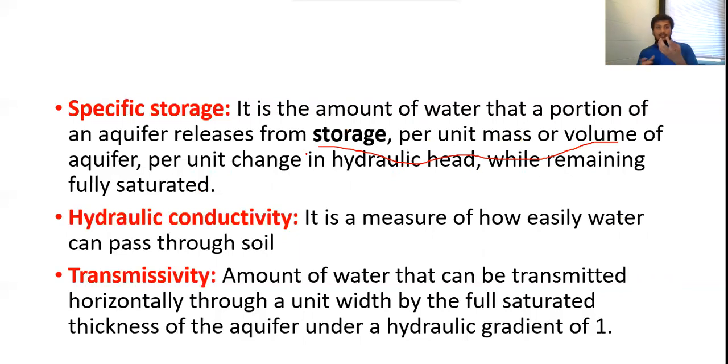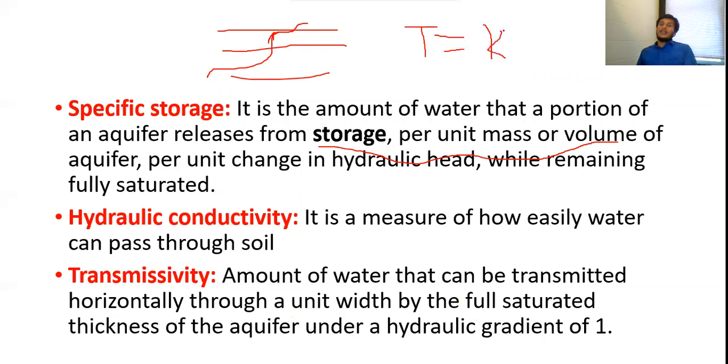Hydraulic conductivity is the rate of flow of water, how the water moves through the medium. We are more aware of it, right? This is saturated hydraulic conductivity, etc. Transmissivity is the horizontal transmission of water through a unit width. We write transmissivity T equals K times b, where b is the thickness of the aquifer: hydraulic conductivity times the thickness of the aquifer. This is the transmissivity.